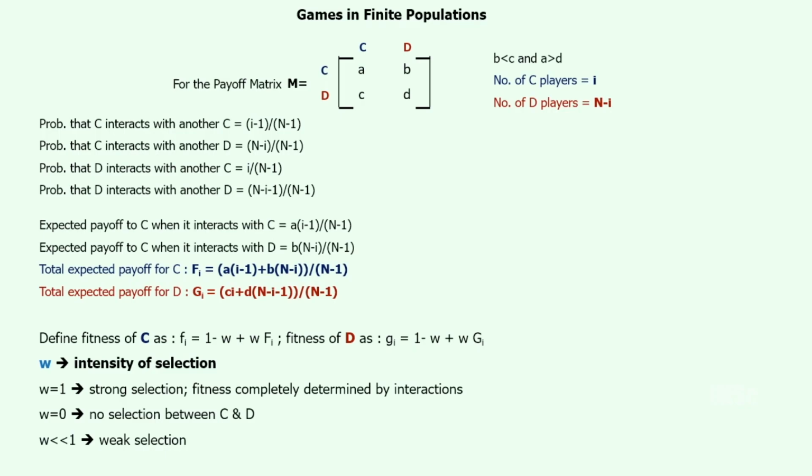So W is the strength of selection. When W equals 0, it means that there's no difference in fitness between the two at all. So the total fitness of the individual does not depend at all on interactions with other individuals. When W equals 1, it means the fitness is determined completely by interactions, and the intrinsic fitness doesn't come into the picture at all, okay?